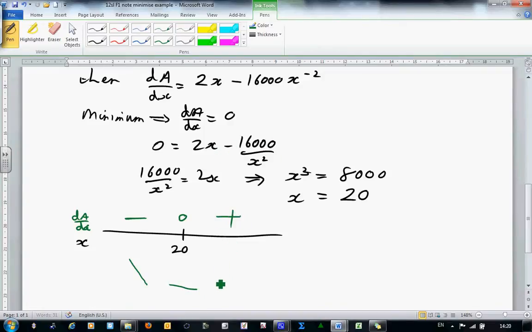Okay. Now we could do different things there. We could check using the second differential and look at the second derivative and examine that. But this is enough to show that that is a minimum.